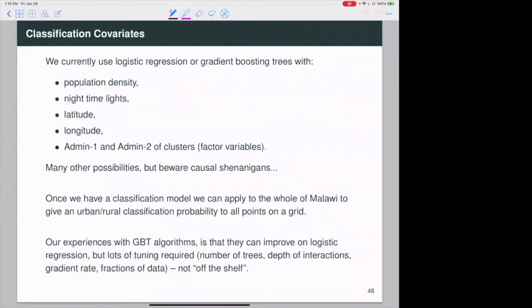So what we've done is we take the clusters and we've actually been using gradient boosting trees. We do the usual thing, remove some of the data, then train the algorithm. So this is a pure classification problem. We're trying to classify across a grid every point as being urban or rural.